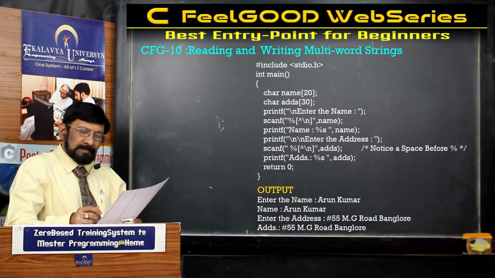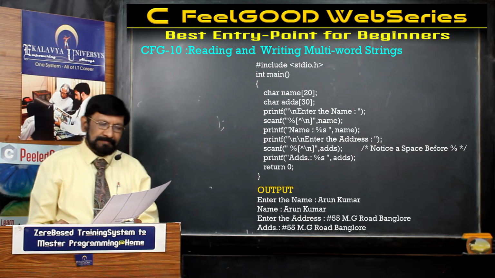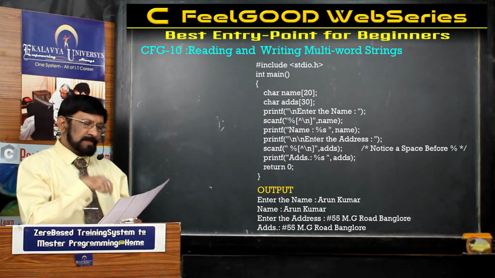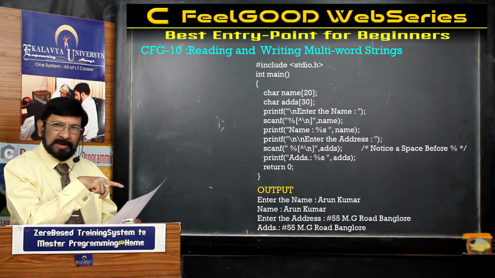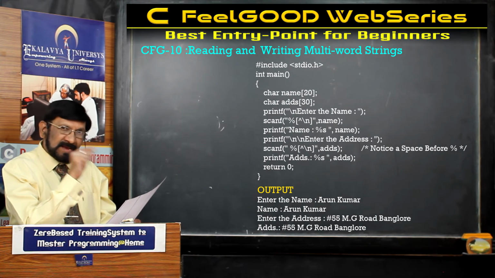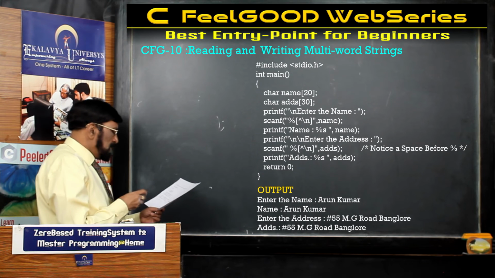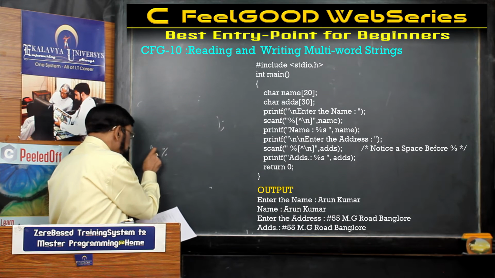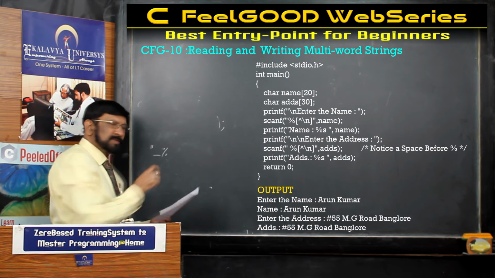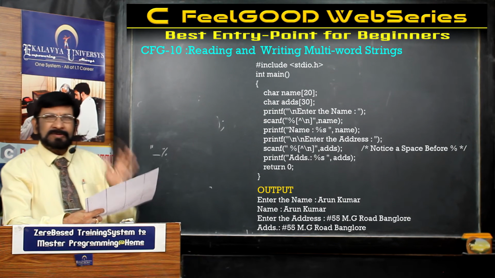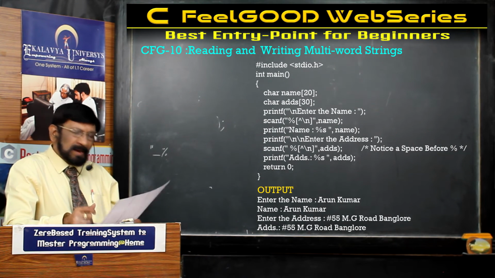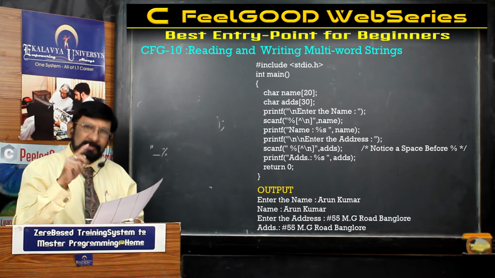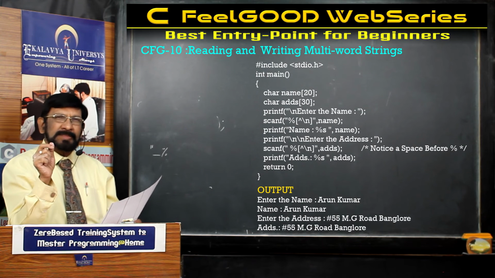And the second one, a multiple word address you want to enter. Then again a problem will come. In order to avert that problem, one precaution you have to take. What is that? From the second scanf statement onwards, before the percentage symbol, one space you leave. One space you leave. I don't want to distract you, some technical reason is there. Because of that, it is required. If you don't give that, again it is messed up. So just a few things you remember.